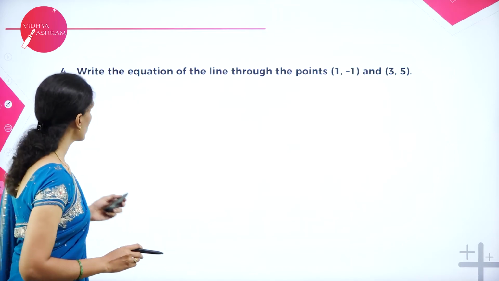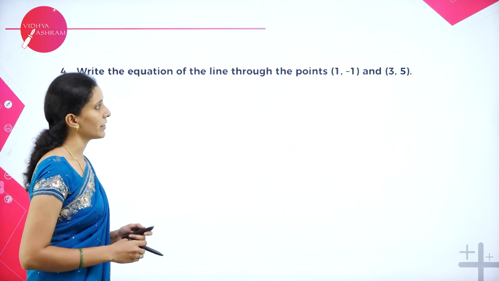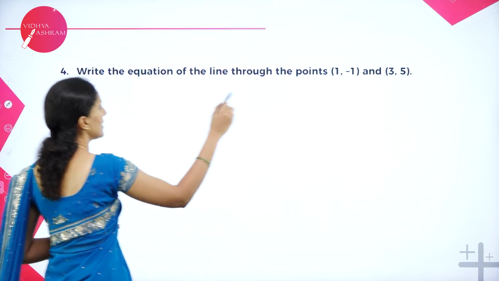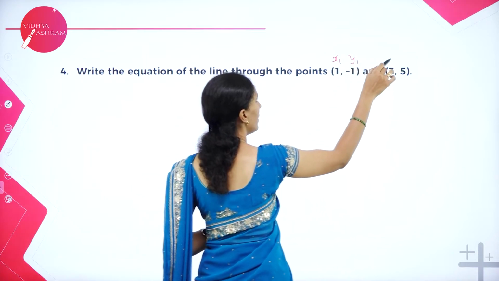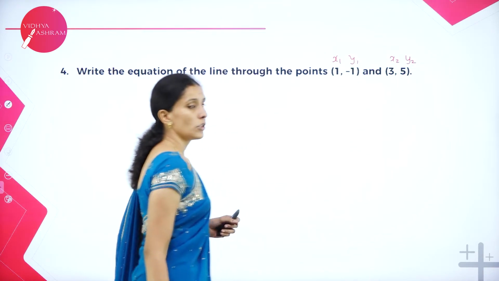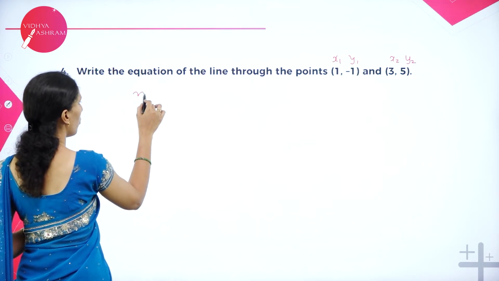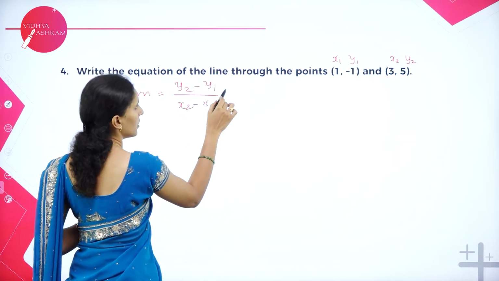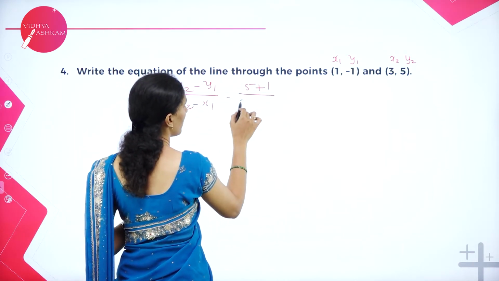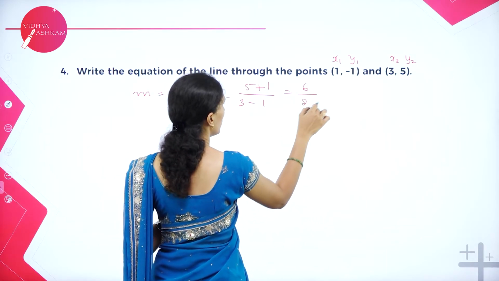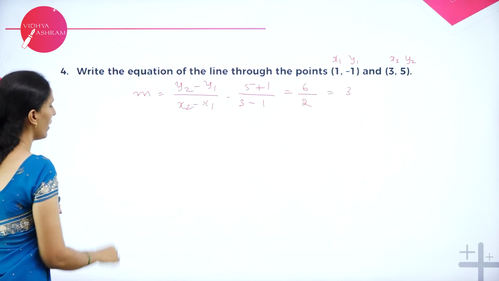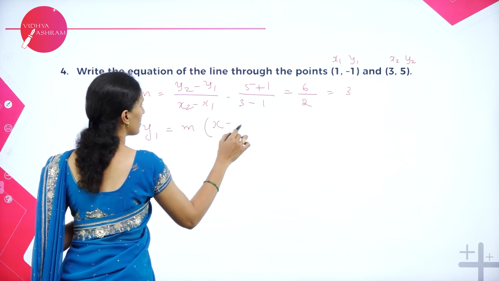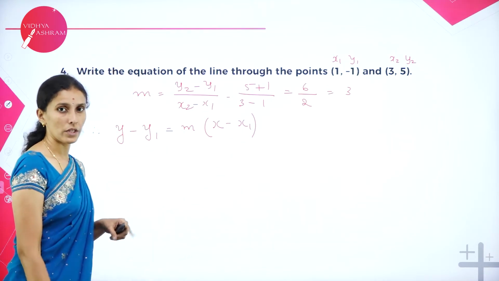So here we have a question. Write the equation of the line through the points (1, -1) and (3, 5). So now let me take this as x1, y1, x2, y2. So how to calculate now? Let me calculate the slope of the given line, that is (y2 minus y1) by (x2 minus x1). So that is 5 plus 1 divided by 3 minus 1, which is 6 by 2, which is equal to 3. Now therefore, the equation of the line is y minus y1 is equal to m into (x minus x1). You can replace this also here, which is same.